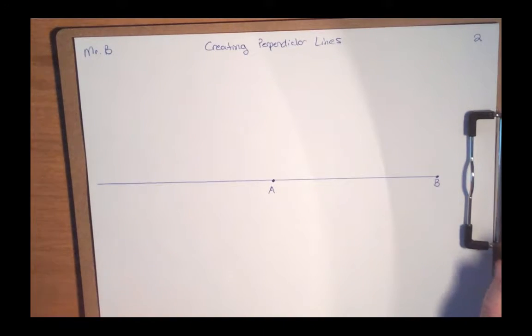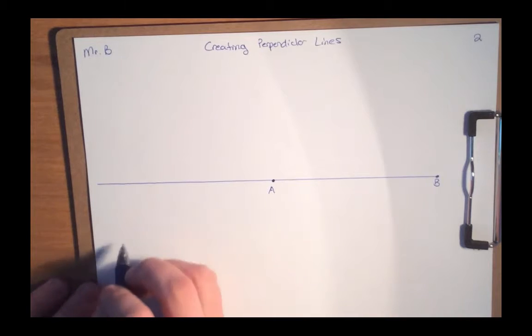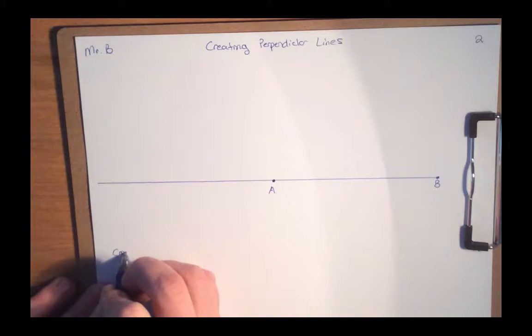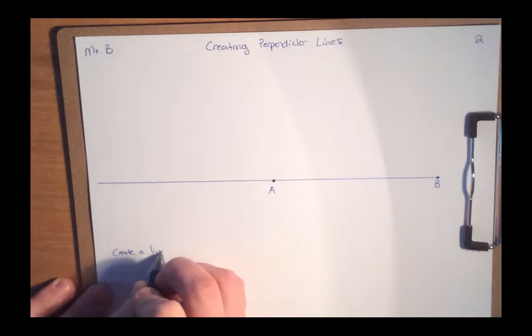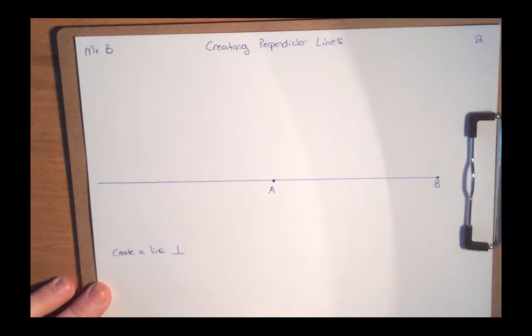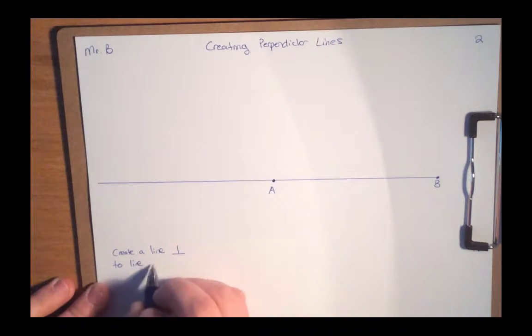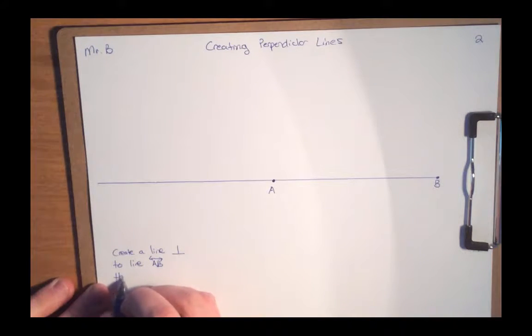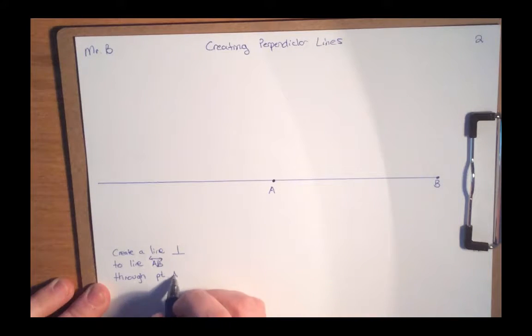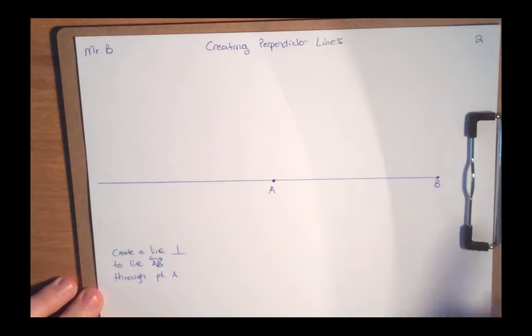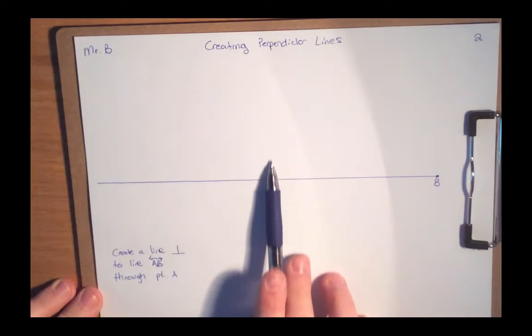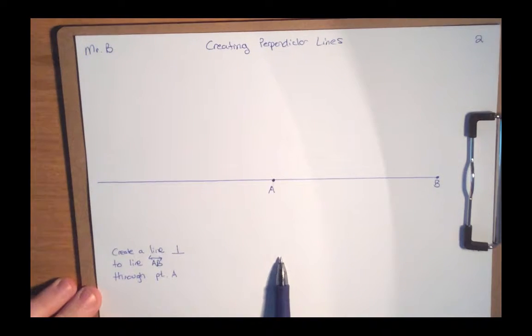So I'm going to explain in words what's going to happen here. We want to create a line perpendicular. That symbol right there means perpendicular. Create a line perpendicular to line AB through point A. So I'm going to create a line that is perpendicular through point A.